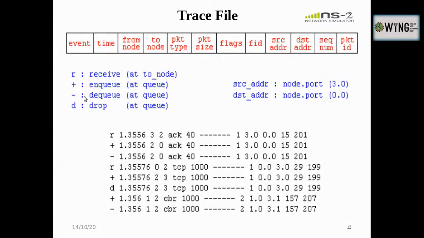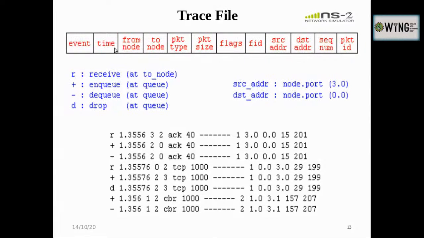Correct? No. What is the meaning of D? D stands for drop. Understood? This kind of operation can happen in case of an event, and sometimes some packet has been dropped. We can indicate it, and that will be indicated by D. Okay, so the next field indicates time.